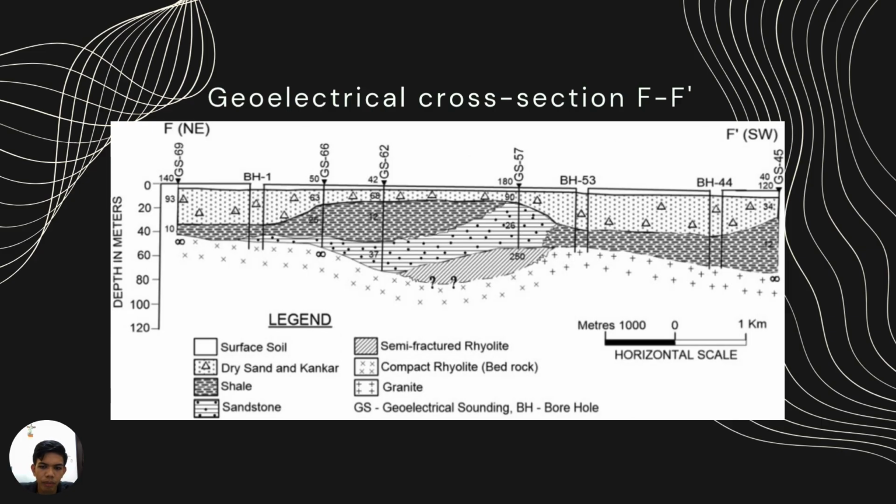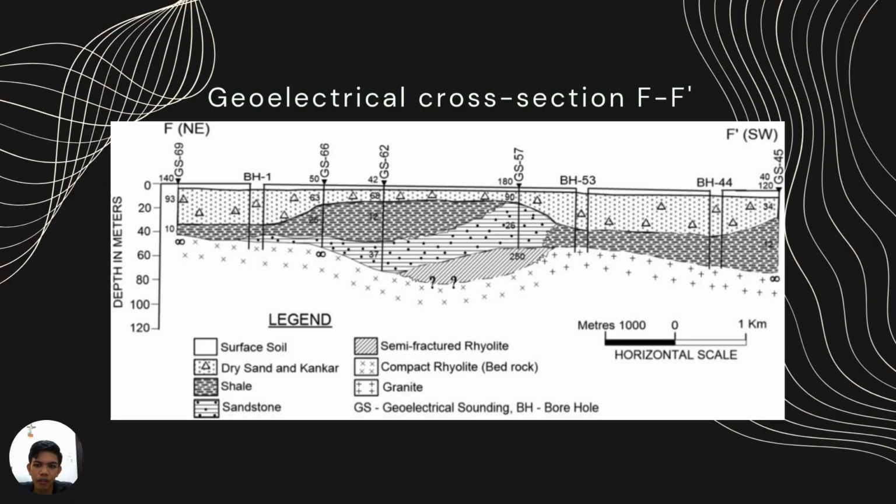For the next one, the last one, we have geoelectrical section F to F. This cross-section, about 8.8 kilometers long, runs in the northeast to southwest direction and covers a major part of the leakage-prone area. It is based on five geoelectrical soundings and borehole data to understand the subsurface layers. The section shows four main layers.